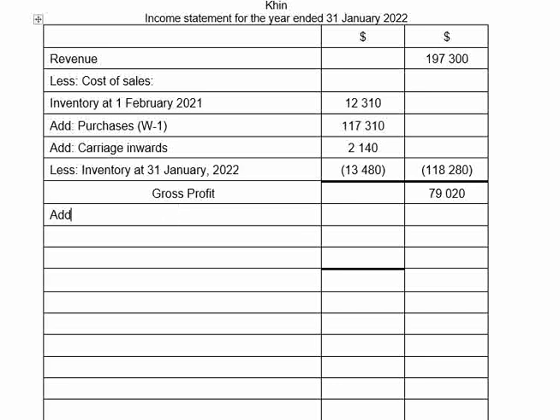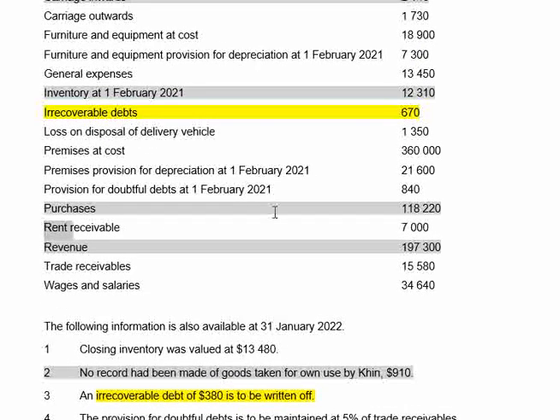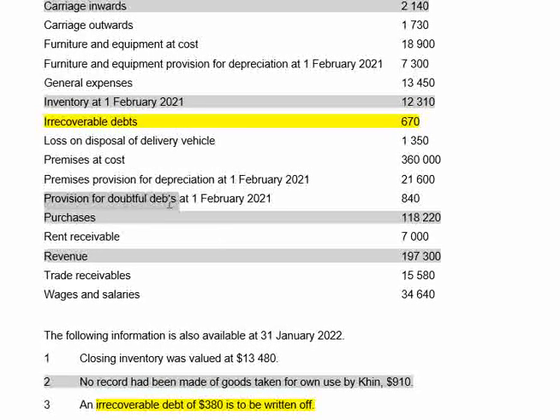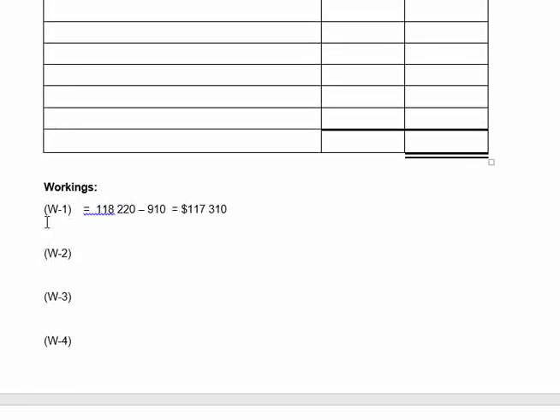After gross profit, we have to add other income. So if we see in the question, there is a rent given there. This is rent receivable, so this is your other income. You will take it as other income. But if you see provision for doubtful debt, first of all you have to make some calculations to see whether the provision for doubtful debt is increasing or decreasing. So we will make working number 2 for this.